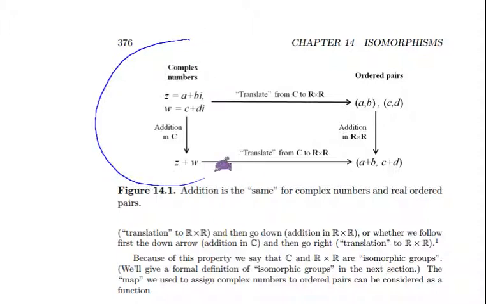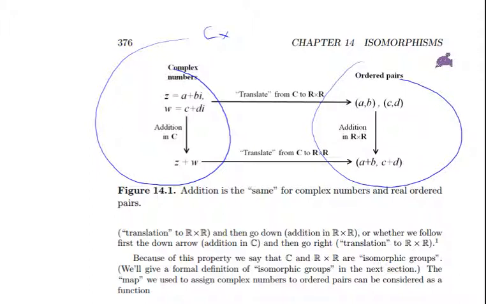Here's the complex numbers world. Here's the real pairs world. And here we illustrate adding two complex numbers and then translating that into a pair. Here we illustrate translating each individual complex number and then adding the pairs separately.